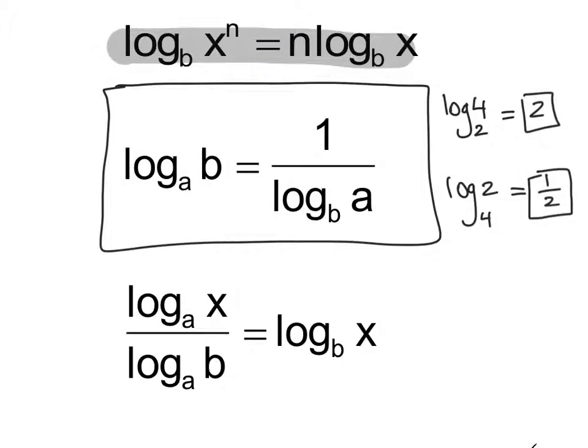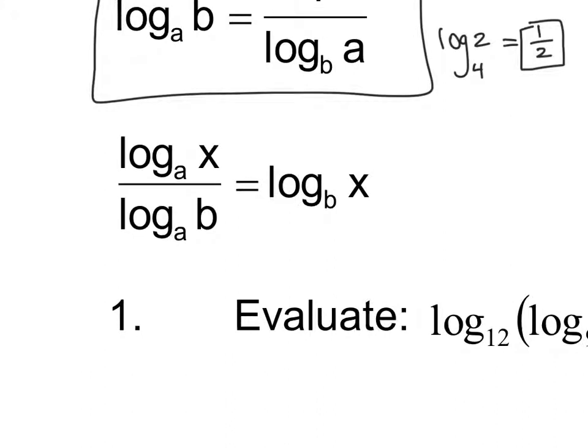If you switch the argument and the base, then it's going to be 1 over log base b of a. Does that make sense? Yes. Do you have any questions about this one? No. Now let's move on to the next property. This is called the change of base formula.